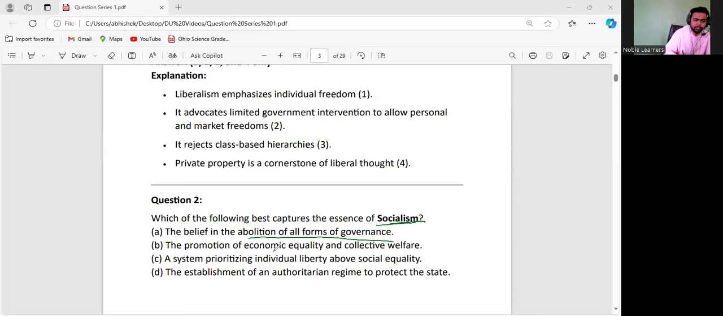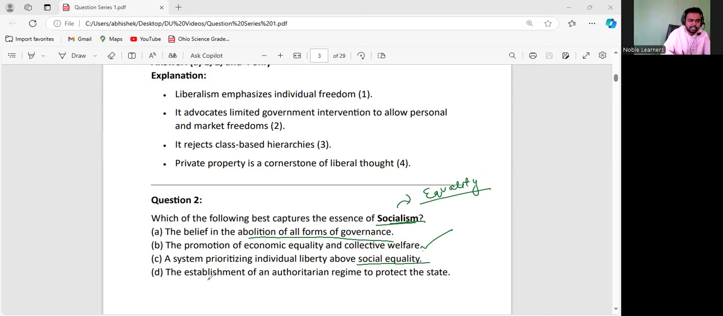The promotion of economic equality and collective welfare. Yes, this is the correct option because socialism promotes economic equality and collective welfare. Now, the third one, a system prioritizing individual liberty above social equality. No, socialism gives more preference to equality. On the other hand, liberalism supports liberty to a greater extent. Getting my point? So this can't be the answer.